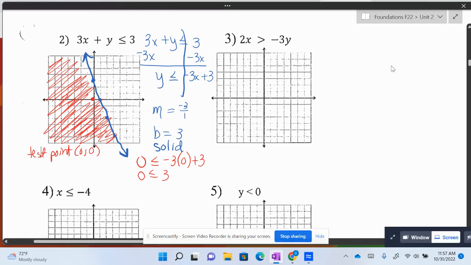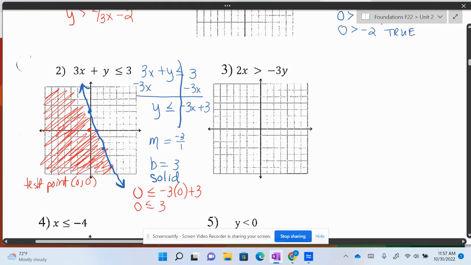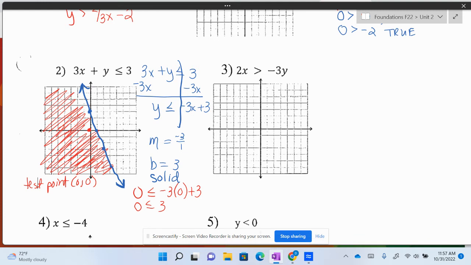All right, number 3. What are we going to do to get y all by itself? Okay, we're solving. We're just graphing. Instead of graphing y equals mx plus b, we're graphing an inequality.